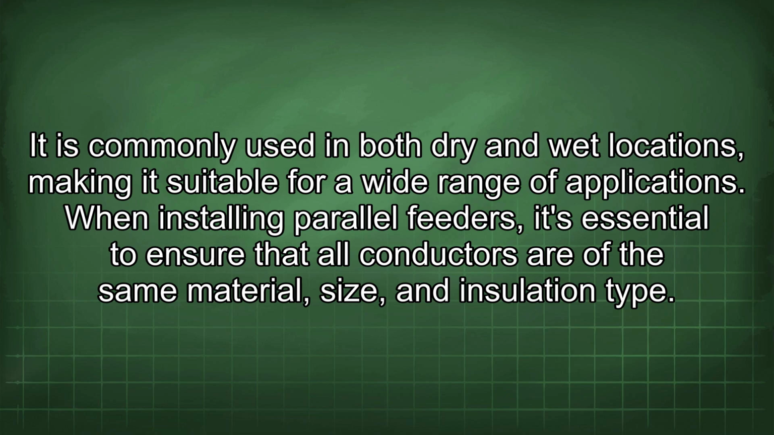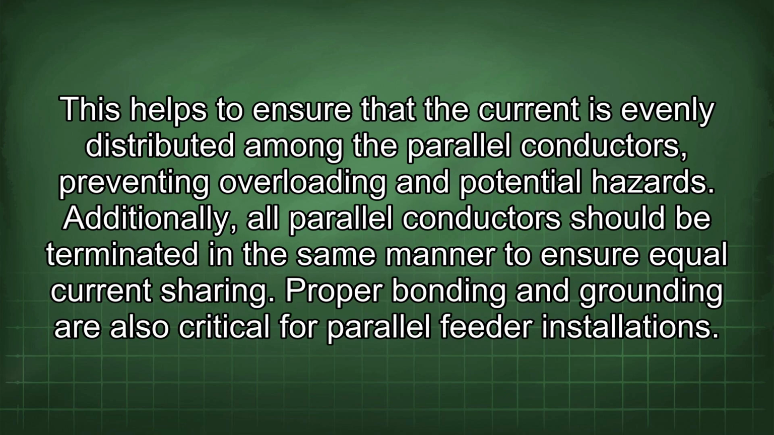When installing parallel feeders, it's essential to ensure that all conductors are of the same material, size, and insulation type. This helps to ensure that the current is evenly distributed among the parallel conductors, preventing overloading and potential hazards. Additionally, all parallel conductors should be terminated in the same manner to ensure equal current sharing. Proper bonding and grounding are also critical for parallel feeder installations.